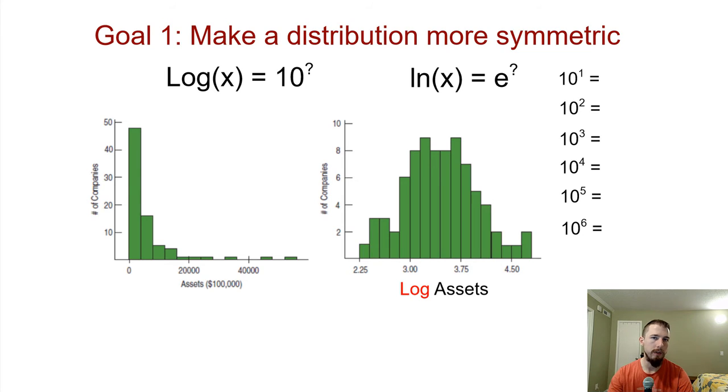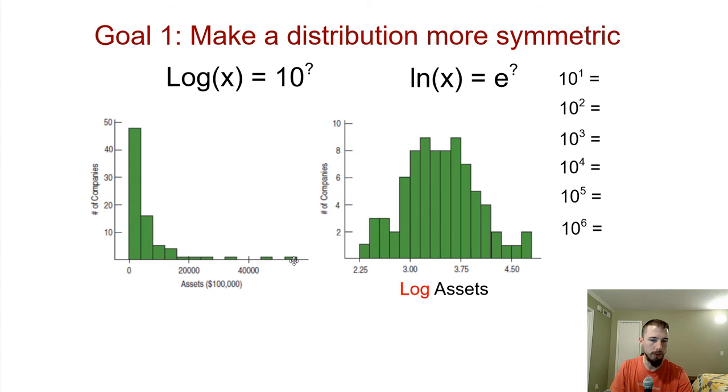But before that, let's revisit the goals of re-expressing data. So our first one is to make distributions more symmetric. Here we looked at the Fortune 500 companies, which are the 500 largest companies in the US. And here we're looking at the assets, which are measured in hundreds of thousands of dollars. This is how much the company owns, like all of their property and the value of the company, the whole net worth of the company all put together. So this value here would actually be close to 4 billion if you add all the zeros together.